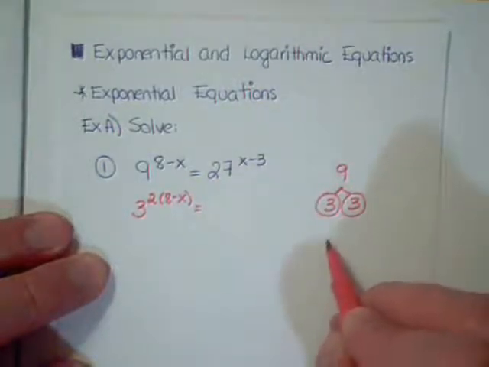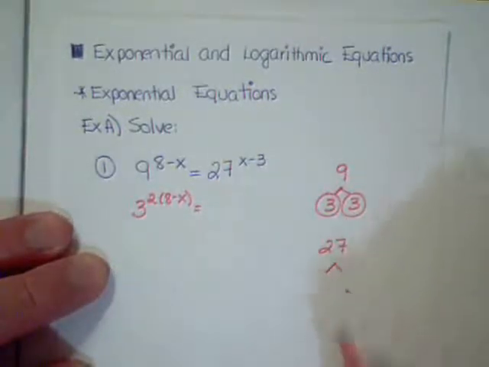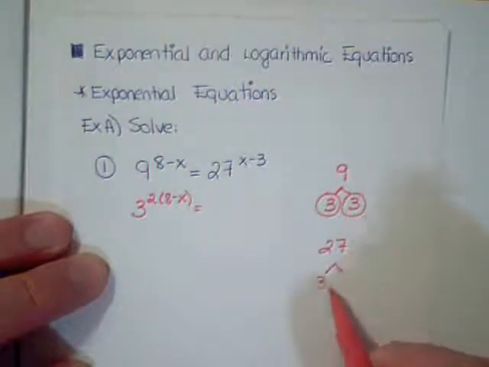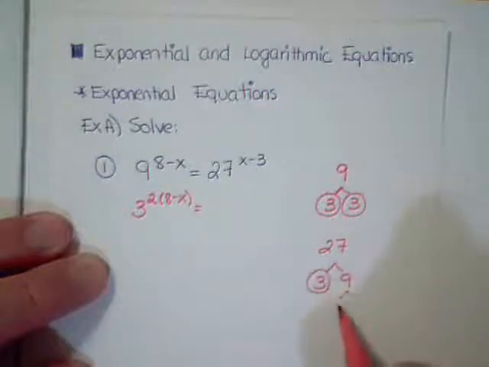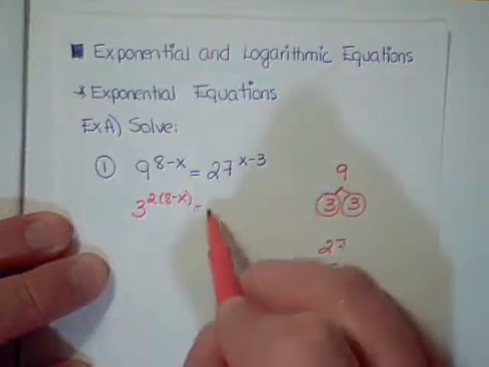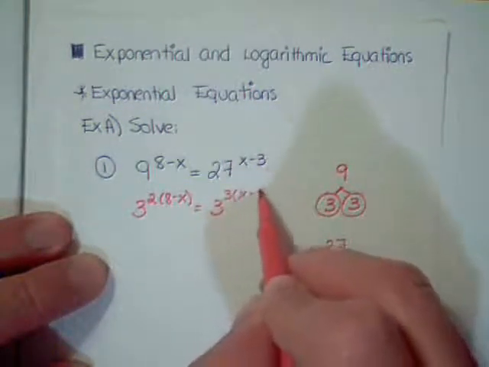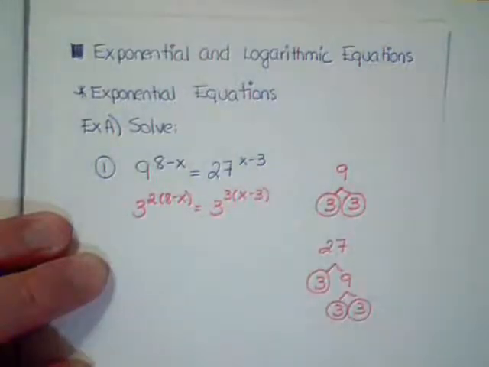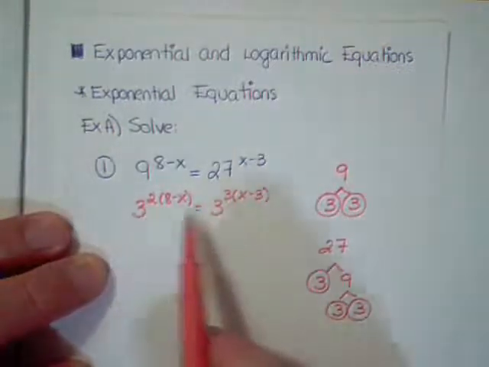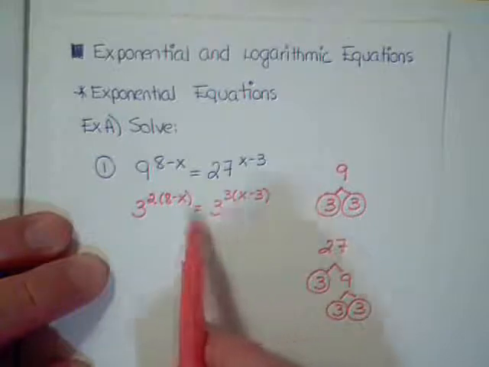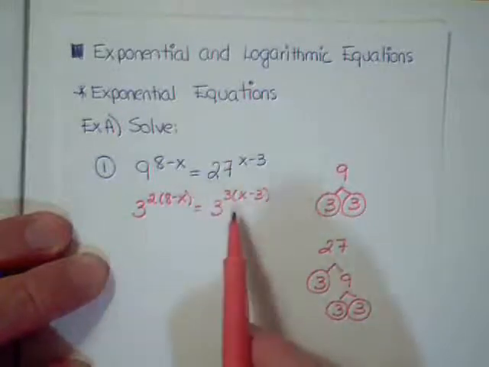And if I do the same thing for 27, what numbers give me 27? It will be 3 times 9, and then 9 can be written as 3 times 3. So in other words, 27 can be written as 3 to the third power to the x minus 3. The reason why I want to do this is because now these two sides of the equation have base 3.